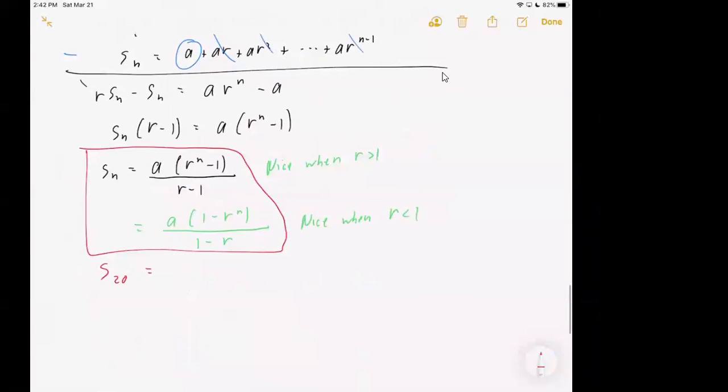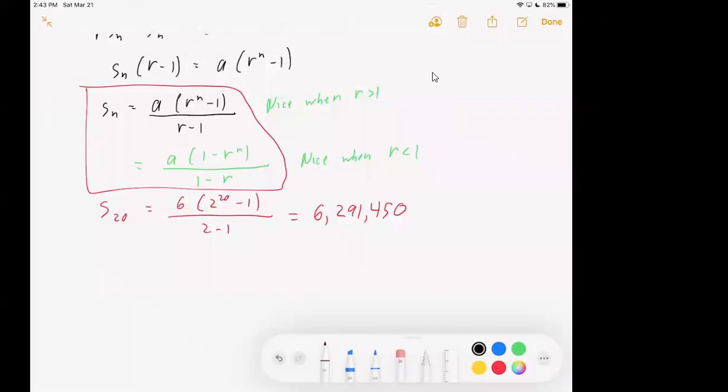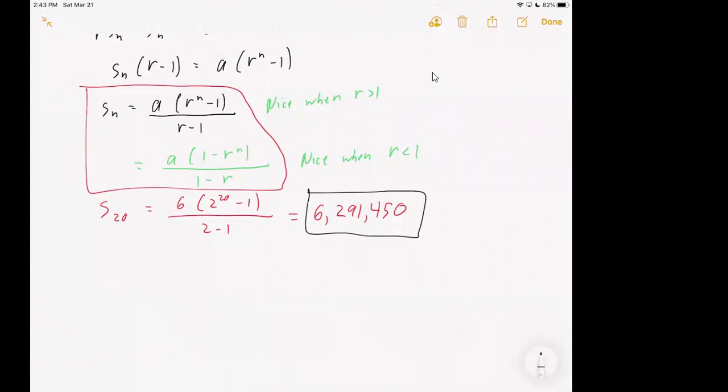So let's go ahead and fill this in. So we know that the first term is 6. We're going to use the top formula since r is bigger than 1. So we'll have 2 to the 20th power minus 1 all over 2 minus 1. That's nice that the denominator just happens to be 1. And let me just pause and enter that in my calculator. All right, and the answer is a walloping 6,291,450.